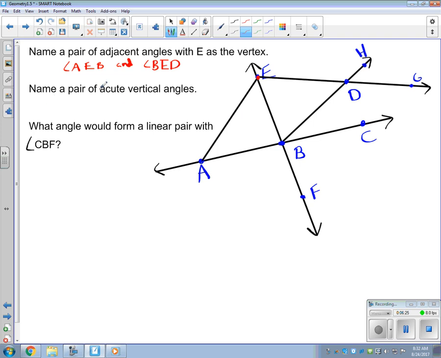All right, name a pair of acute vertical angles. So we don't have any measurements here, so we're going to kind of eyeball it. Scanning around the picture, these two look like they would work. So I could call this one angle HDG, and opposite of it, the other one it's paired with would be EDB.